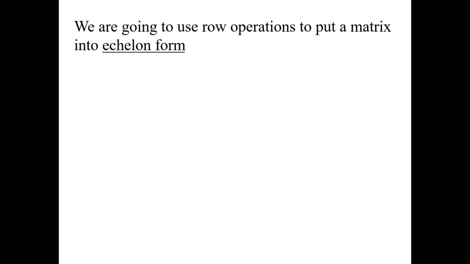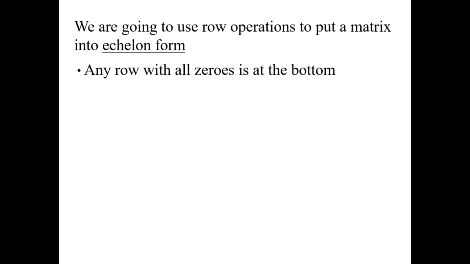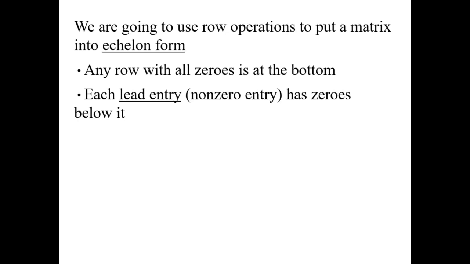Echelon form has two characteristics. The first characteristic: in a matrix in echelon form, any row that has all zeros will be at the bottom. So that's the first requirement. The second requirement is that any lead entry, let me explain what I mean in a second, has zeros below it.